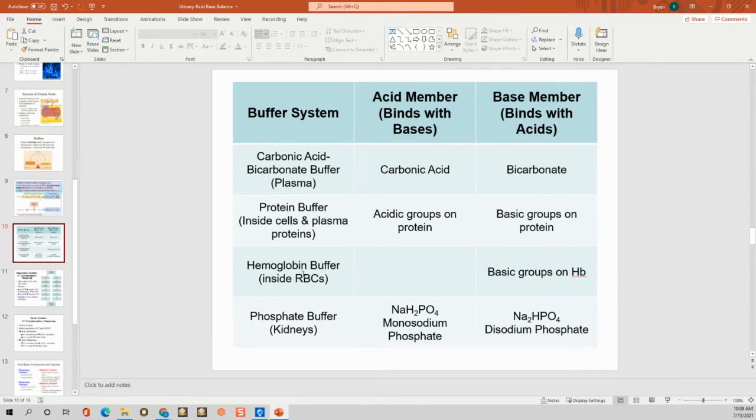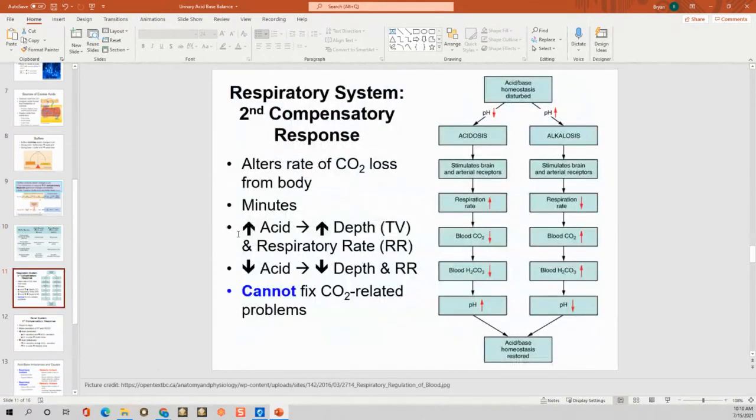Hemoglobin is a buffer because hemoglobin can bind hydrogens and pull them out of solution. So it's a base. Hemoglobin is a base buffer. And the last one are phosphate buffers, which are really important. I just don't have time in my semesters to talk about these monosodium and disodium phosphates. These are all occurring in the kidneys, these phosphate buffer systems. Phosphate is an ion, just like bicarb is an ion, and we can utilize these ions to bind up acids. So, yeah, good stuff.